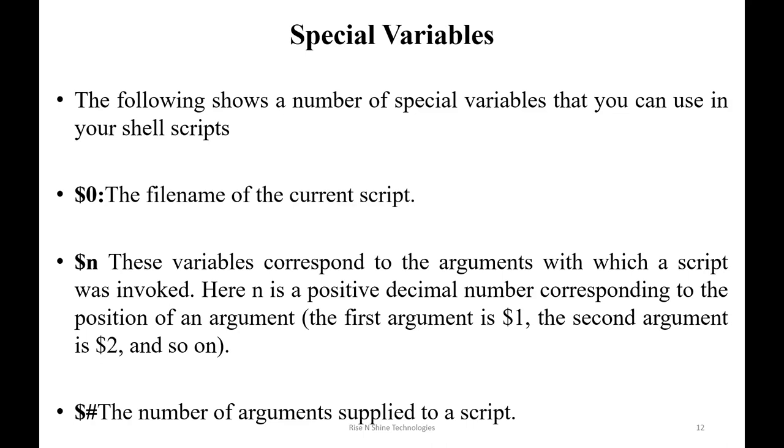So here are some optional parameters. Maybe the user is going to enter them, or maybe the user is not going to enter them. But you need to read how many arguments have been passed while invoking the script. So the special variable that is available is $#, the number of arguments supplied to a script.